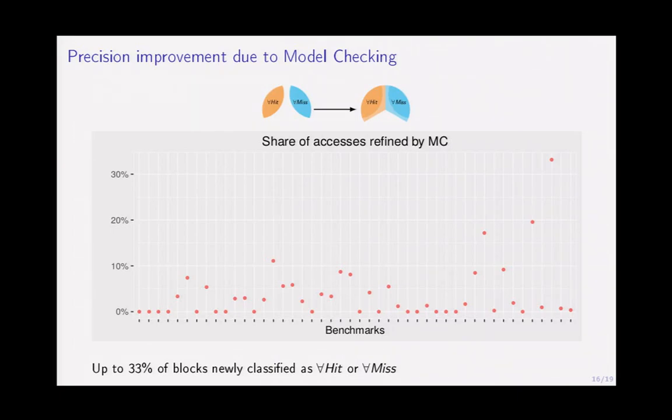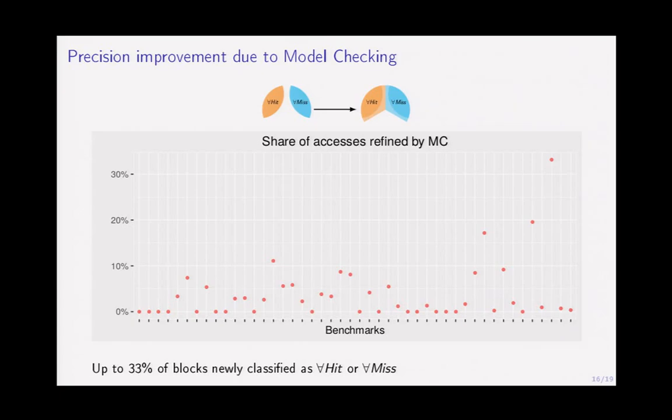So we first evaluate the precision of the model checking phase by looking at the number of blocks that are additionally classified by the model checker. On the x-axis, you have all the programs on which we ran our analysis. The smallest ones are here and the biggest ones are here. And on the y-axis, you have the improvement in the rate of blocks that are classified as always hit or always miss. So this shows that for some benchmarks it performs quite badly.